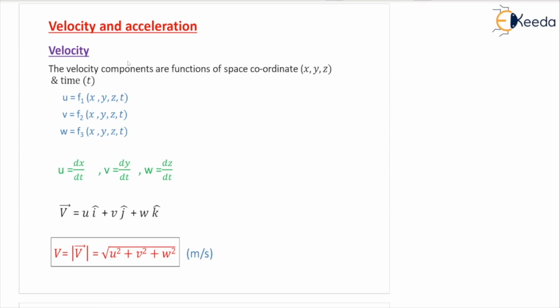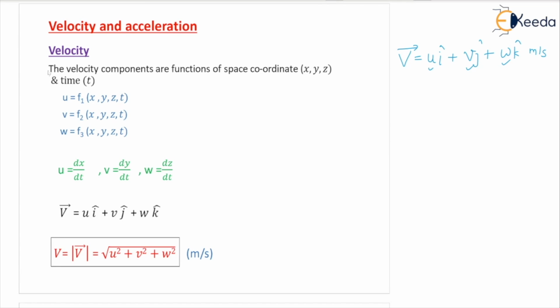So we know that velocity is a vector quantity. So the v vector can be written as ui plus vj plus wk, where i, j, k are the unit vectors in the x, y and z directions, and u, v, w are the velocity components in the x, y and z direction respectively.